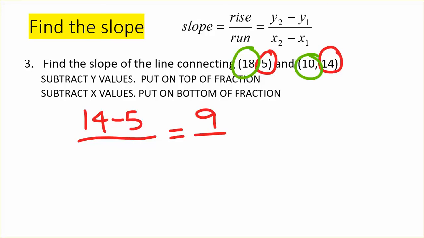Now I'm going to look at the x coordinates. The x coordinates are 18 and 10. Here, the order is important. Notice I started with 14. That means I also have to start with 10. So I'm going to take 10 first, minus 18. You'll notice the first number is smaller than the second one. That means we're going to get a negative answer.